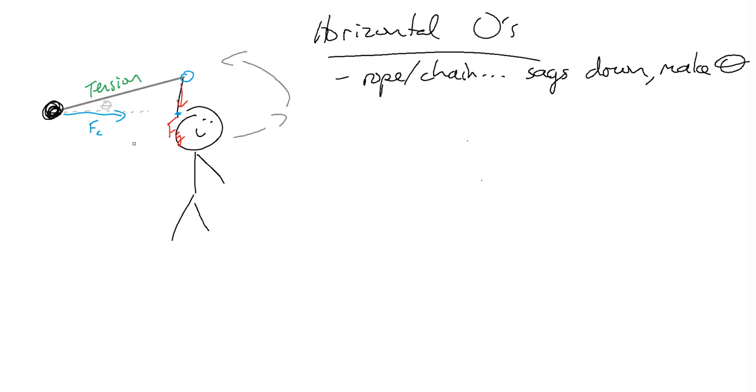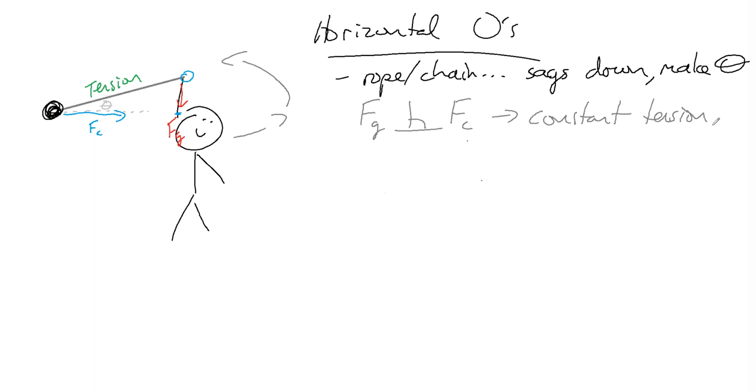Now, since FG and FC are always perpendicular to each other, we have a constant tension. When we do the vertical stuff, the tension would actually vary depending on location. Here, they're always perpendicular to each other. So we have constant forces, constant tension, so that's a little bit easier.